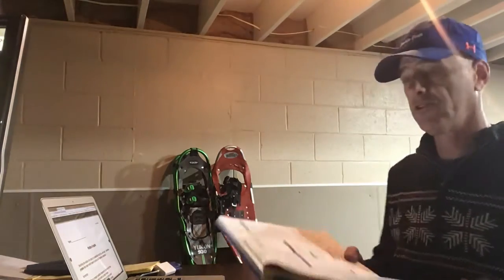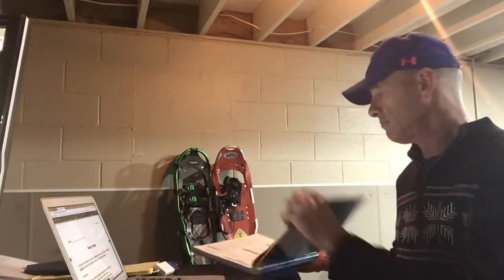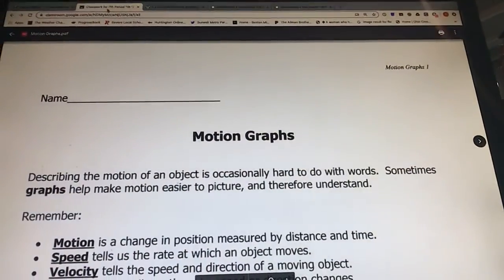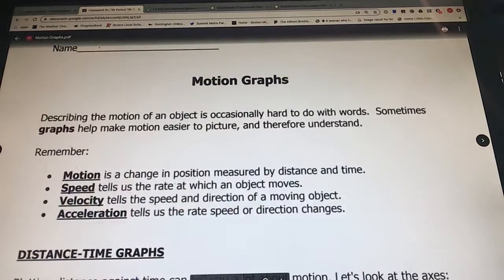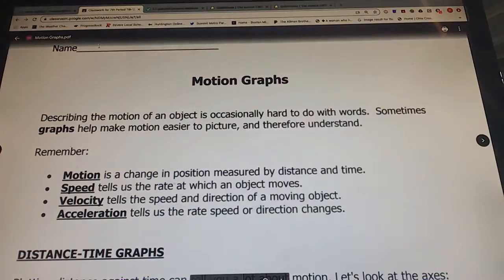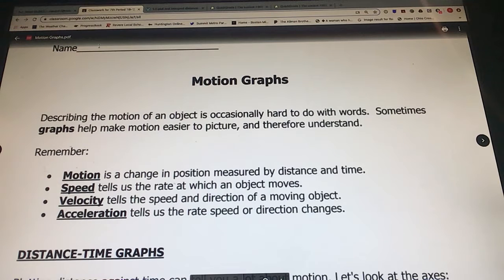Okay? All right, let's go to motion graphs. This does a better job of explaining this in detail. Your motion graphs, some terminology here. I'm sure that's all on the screen. Motion is a change in position measured by distance and time. Speed tells us the rate at which objects move. Velocity tells us speed and direction, remember. And acceleration tells us the rate at which speed or direction changes. And we're not going to be able to deal with direction. Mostly we're talking about the change in speed, just speeding up, slowing down.